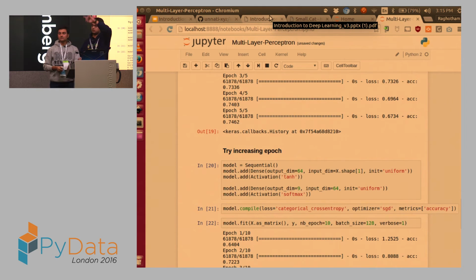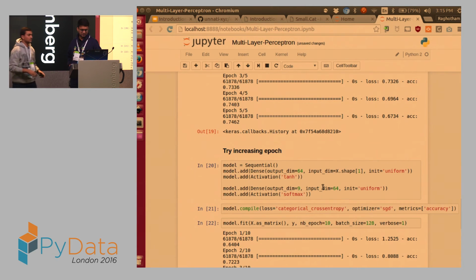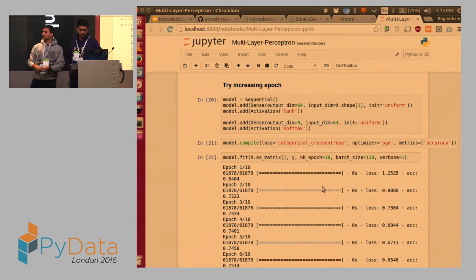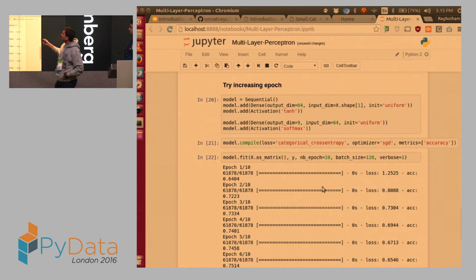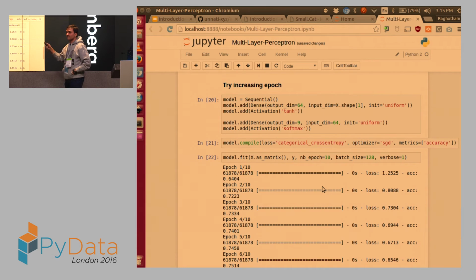Do any of you have questions? For the dense layer? Here, right? So I wanted 64 nodes in the next hidden layer. It's a random value I gave, and it worked for me.